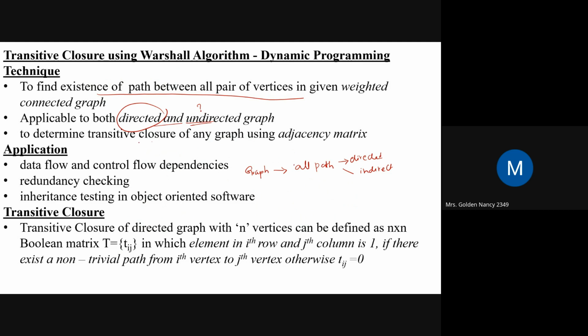To determine the transitive closure of any graph, you have to find the adjacency matrix. I'll tell you the steps one by one. Before that, we'll see the applications of Warshall transitive closure. You can use it for data flow and control dependencies, redundancy checking, and inheritance testing in object-oriented software.